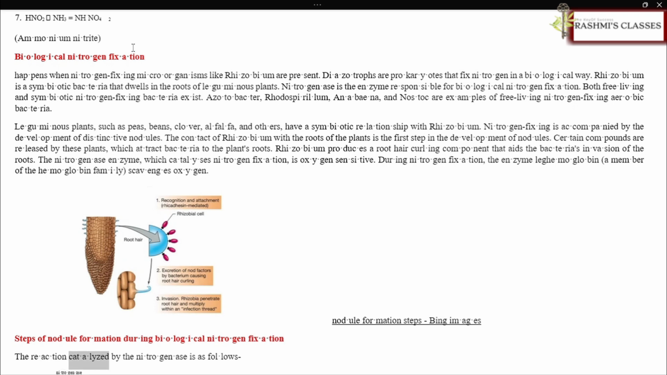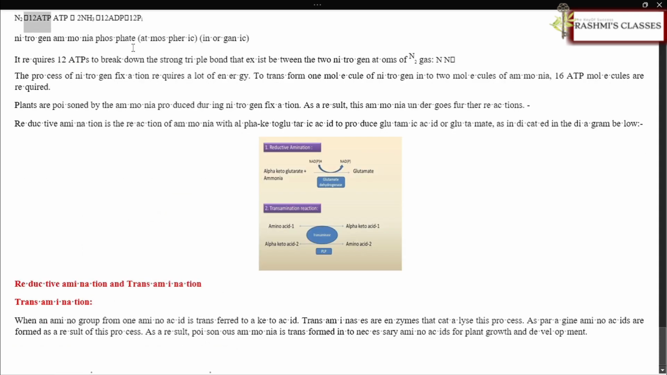The reaction catalyzed by the nitrogenase is as follows. N2 + 12 ATP + 12 H2O gives 2NH3 + 12 ADP + 12 Pi, that is, atmospheric nitrogen, ammonia, and inorganic phosphate. It requires 12 ATPs to break down the strong triple bond that exists between the two nitrogen atoms of N2 gas, N≡N. The process of nitrogen fixation requires a lot of energy.